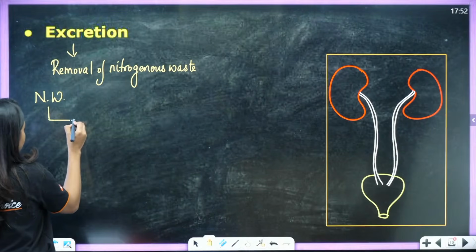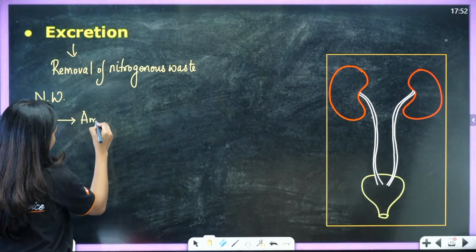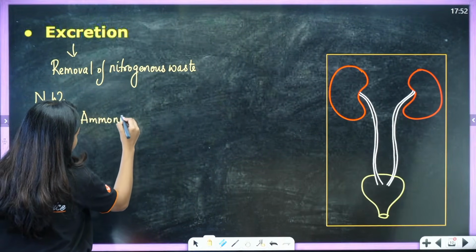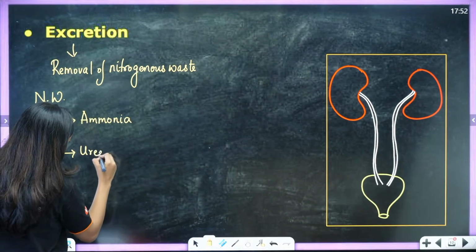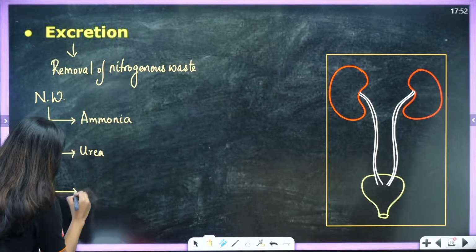Nitrogenous waste. First is your ammonia. Second is what? Urea. Third is uric acid.